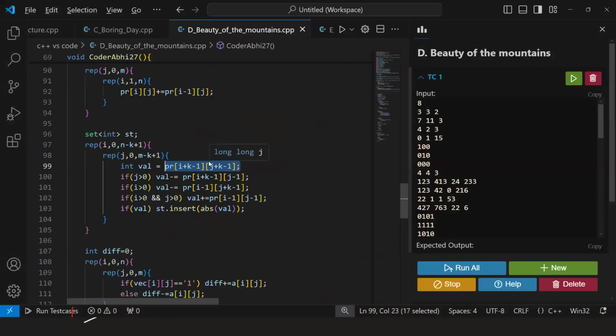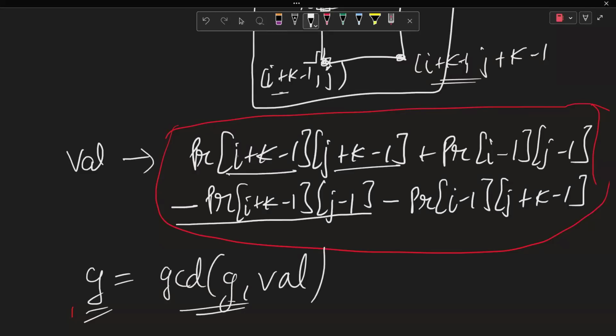Now, the next thing, we are subtracting this thing, but we have to check that this j minus 1 should not become negative. So if j is 0, we would not subtract this thing. Then it would be 0.